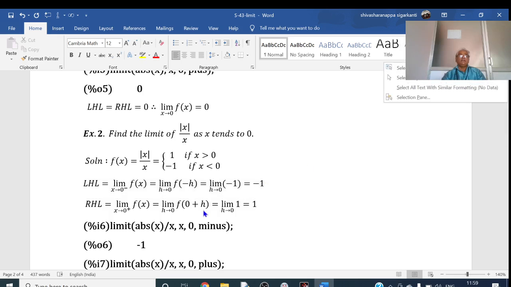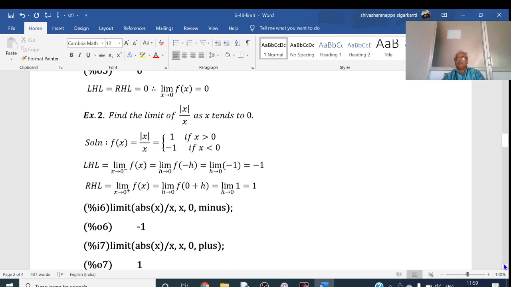See, this quantity 0 plus h is positive. If it is positive, then its value is equal to 1 here. So that is the limit of 1 as h tends to 0. This is independent of h, so this value is equal to 1. So the left hand limit is equal to minus 1, and the right hand limit is equal to plus 1. Both the limits exist, but they are not equal. Therefore, the limit of this function does not exist as x tends to 0. And we can use Maxima here to find the limits.